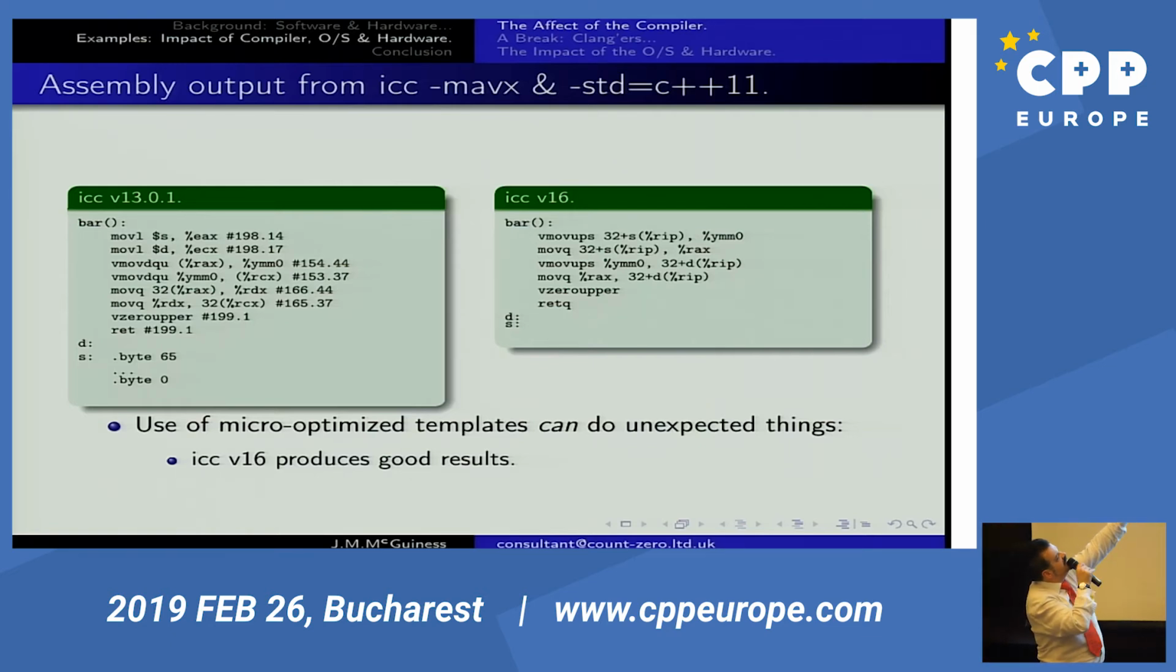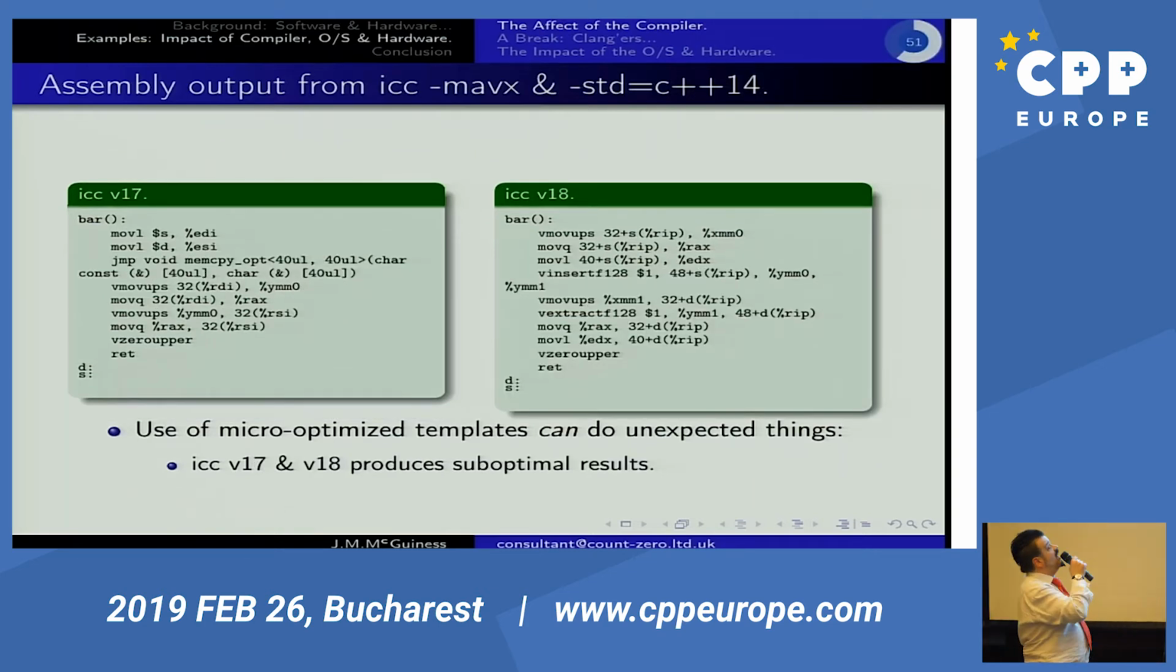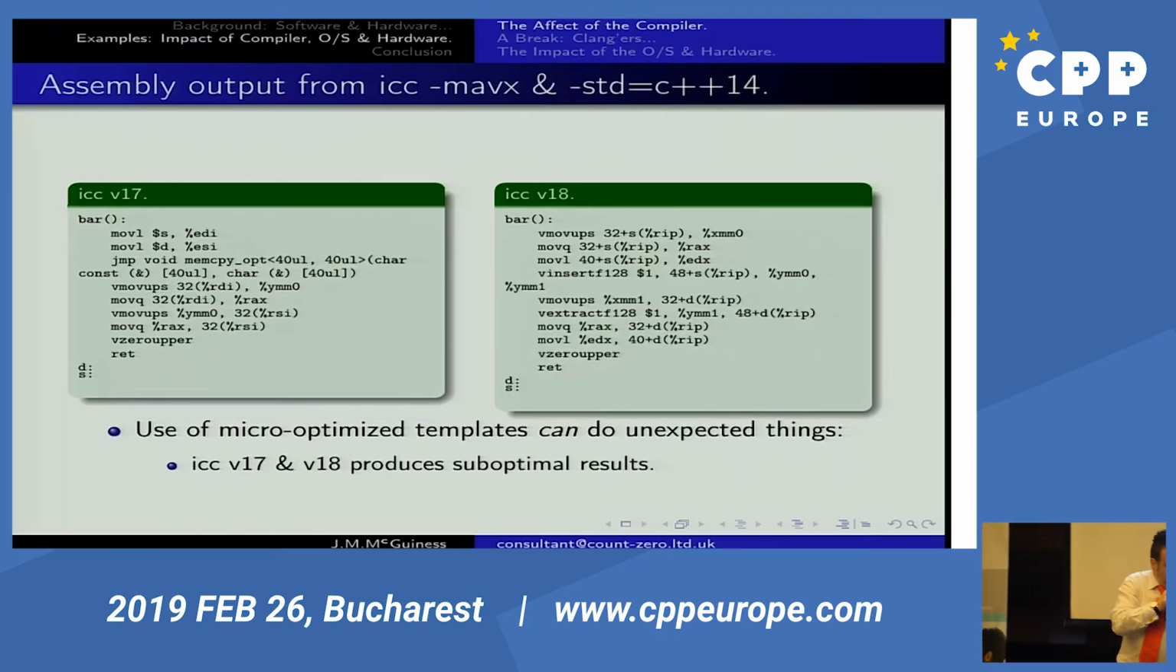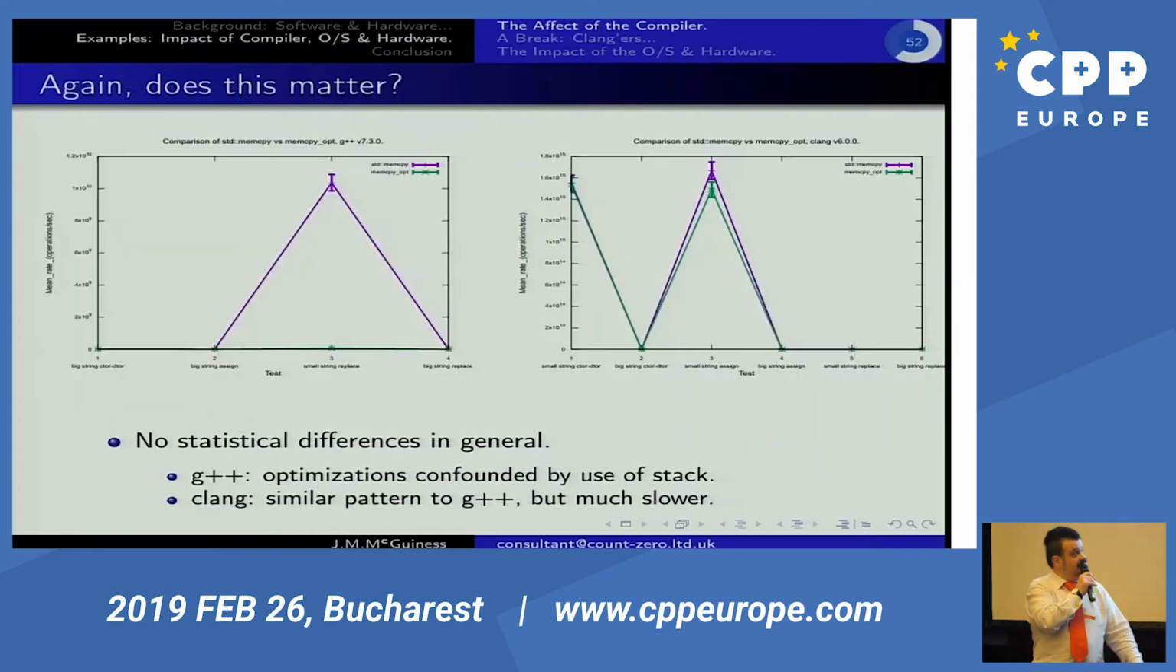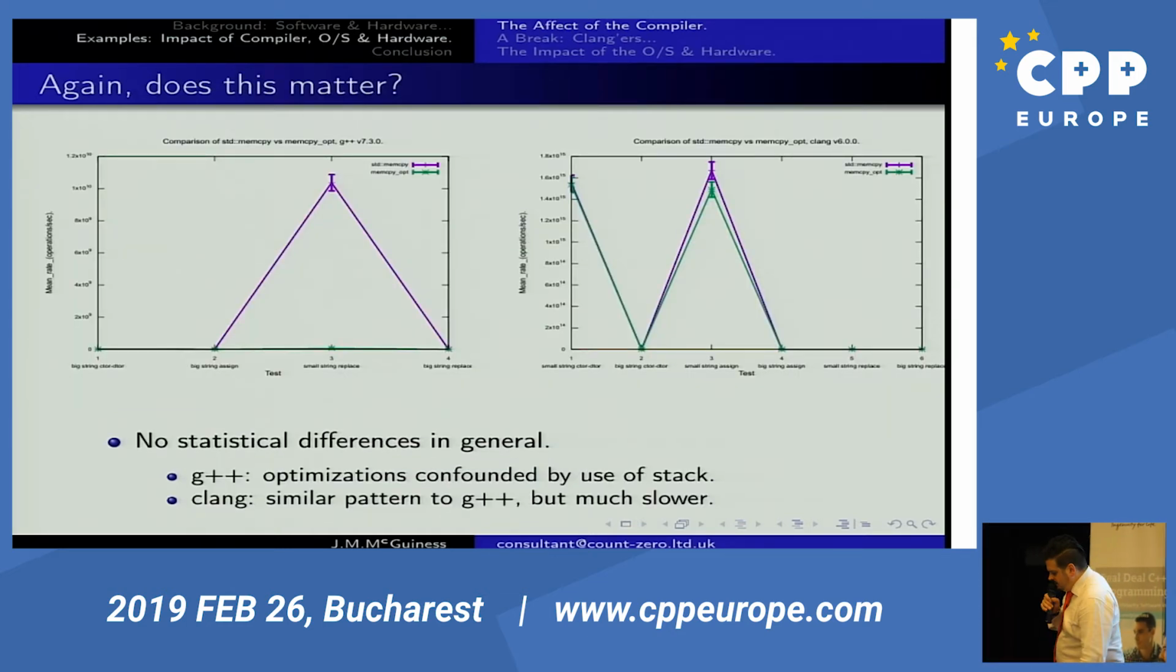Whereas in ICC 16, there's quite clearly a different performance model used inside the compiler. Why? Nobody knows. Unexpected things can occur. Okay, does all this matter? The performance test is all.